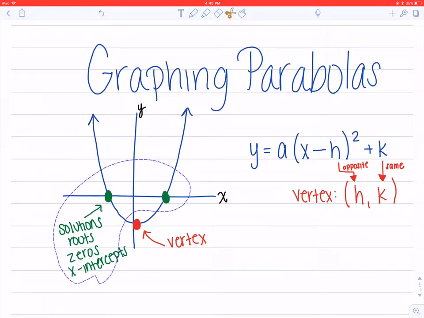You also have these things, the dots that cross the x-axis. Those are the solutions or roots, zeros, x-intercepts. All four of those words mean the same thing. So every time that we've been solving with completing the square, factoring, or the quadratic formula, we've actually been finding the x-intercepts on the graph.